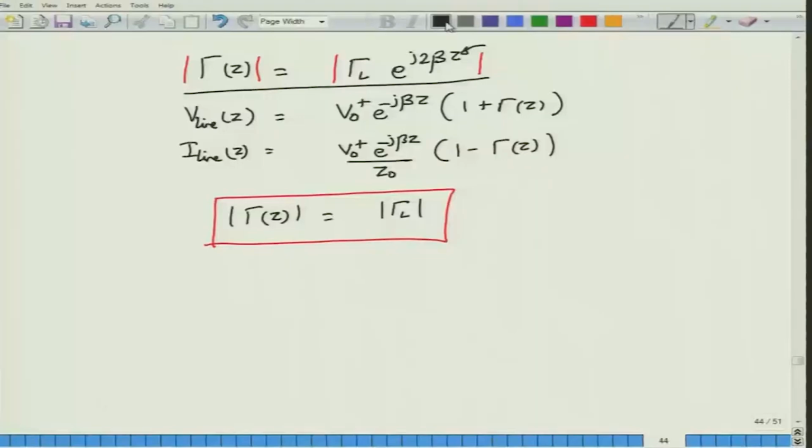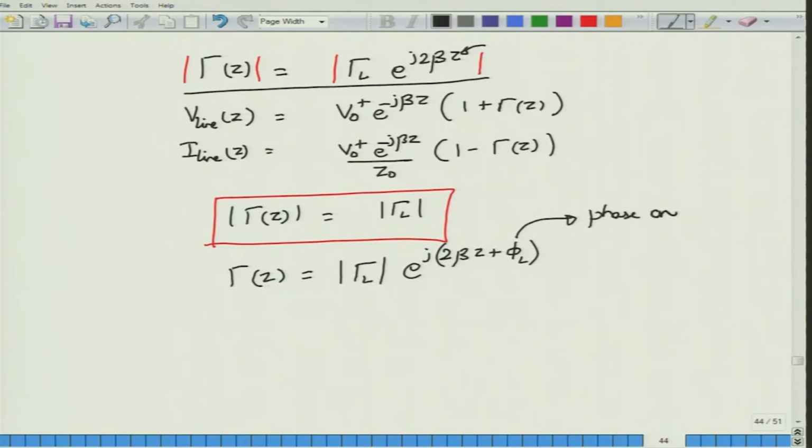How about the phase? If you go back to the phase relationship, we know that gamma of z can be written as the magnitude of the reflection coefficient times e to the power j (2 beta z plus phi L). This phi L is the phase angle of the reflection coefficient gamma L.